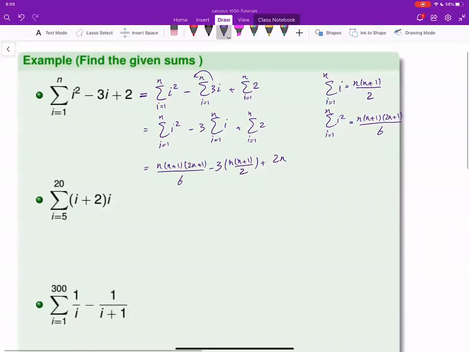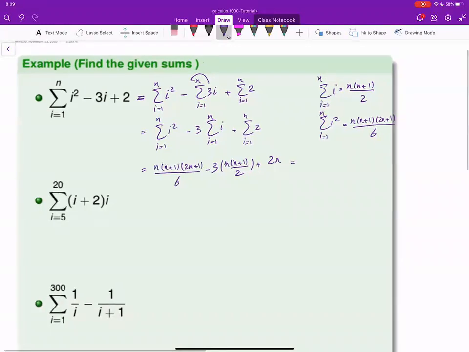And that's it. You can multiply and simplify that and write it as a sum of powers of n: n cubed, n squared, n, and then some constant. There will be some multiplications here, but I won't do that. I'll just leave it for you to do.